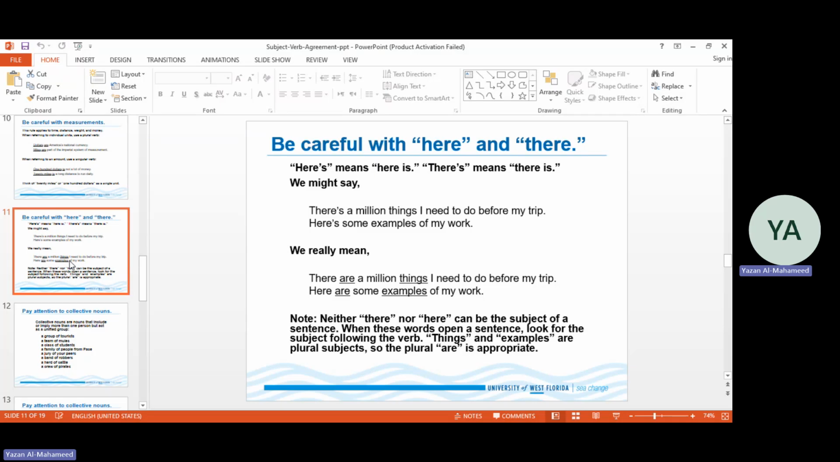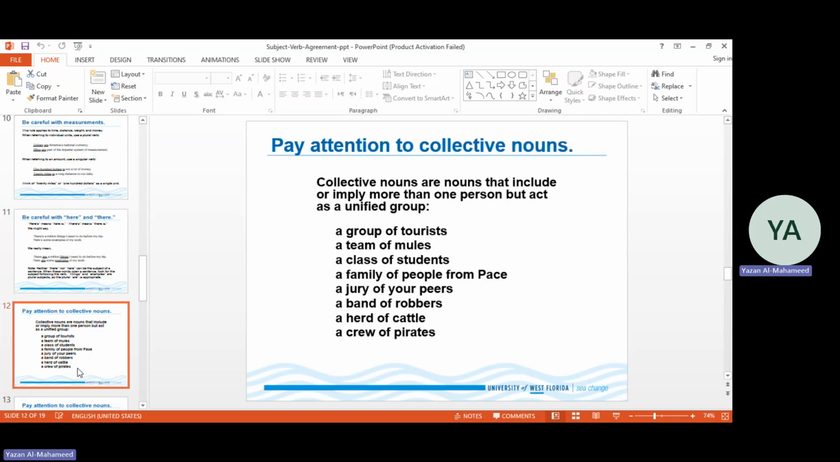There are some examples of my work. We have a note here that neither there nor here can be the subject of a sentence. When these words open a sentence, we need to look for the subject following the verb. So the things and the examples above are plural subjects, so the plural "are" is the appropriate verb to use.